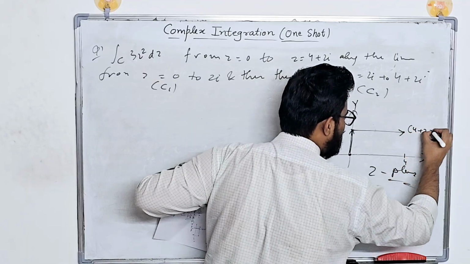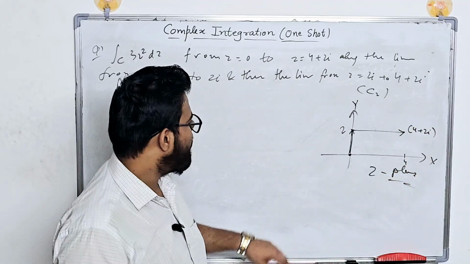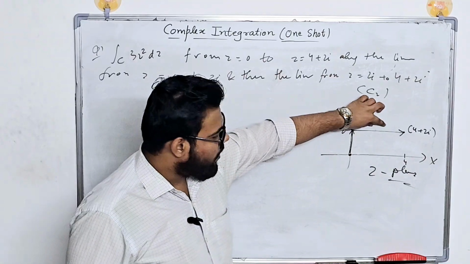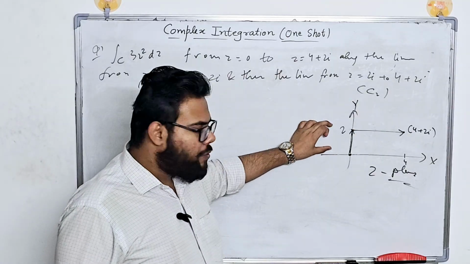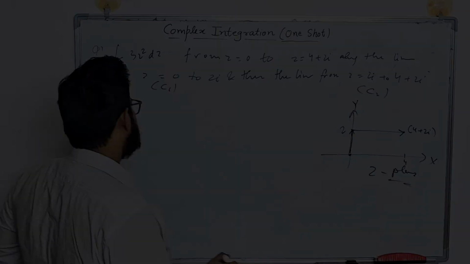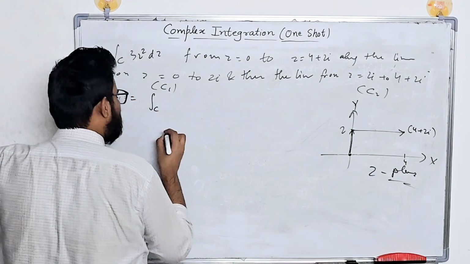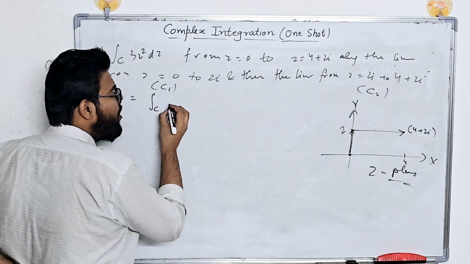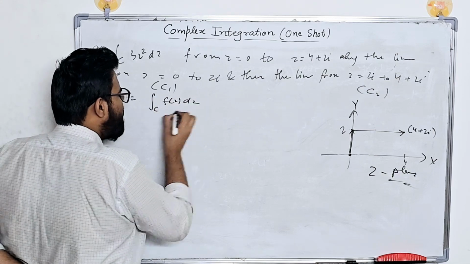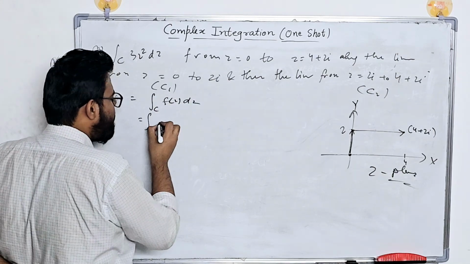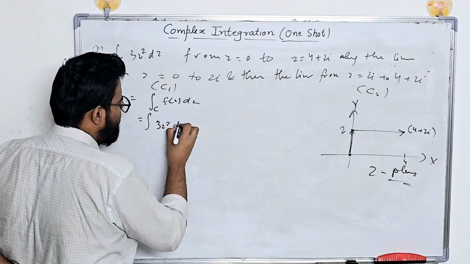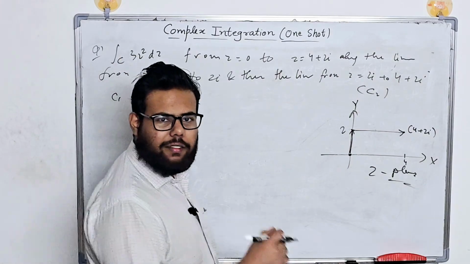So this is 4 plus 2i, right? Okay. So this is the first curve and this is the second curve, right? What is the equation of the first curve? Well, for C1, it is the integration over C of f(z) dz, which is equal to the integral of 3z squared dz, right? Now what is z in C1?